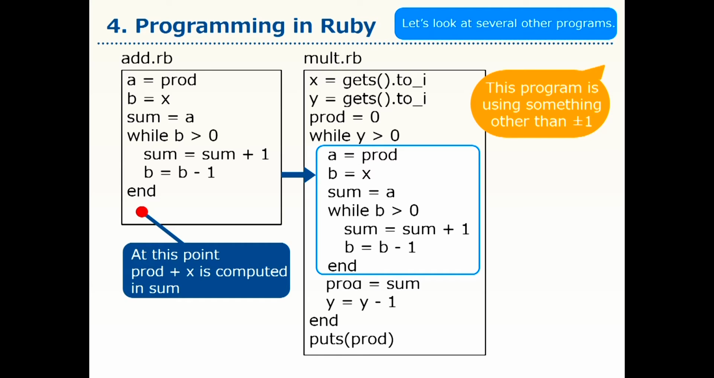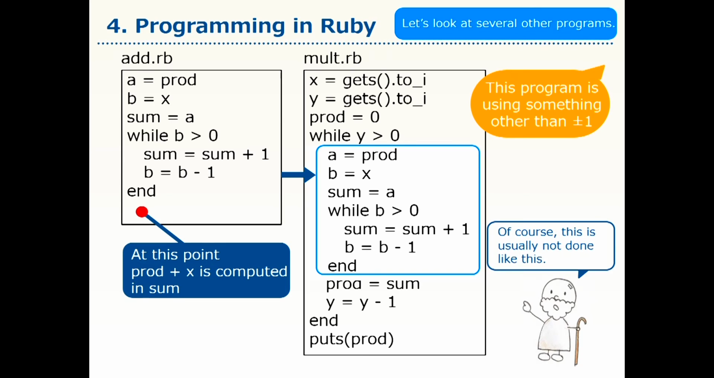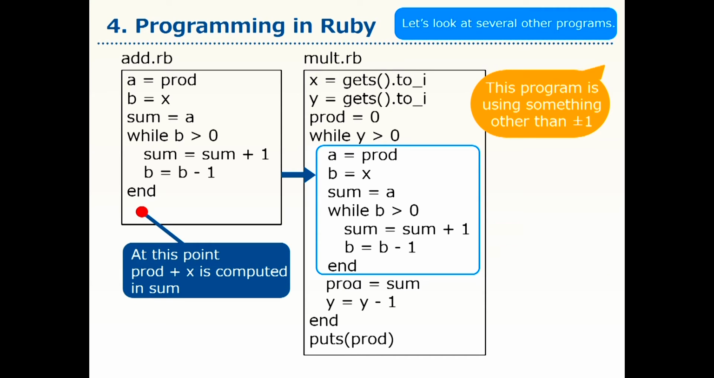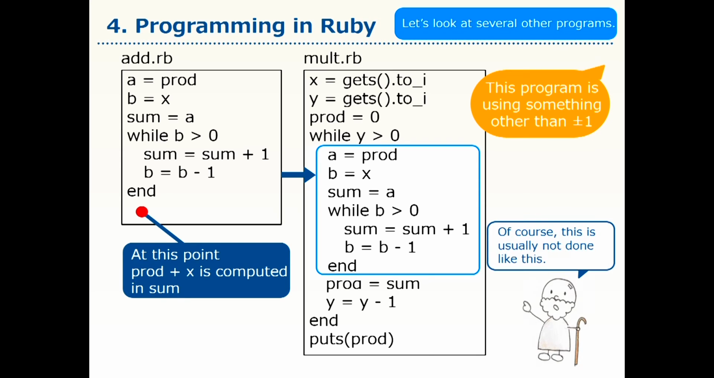Let's take a look at this program. Okay? Except for the input and output parts, only +1 and -1 are used. Therefore, it can compute with just a repetition statement and +1 and -1. Of course, we usually wouldn't do this, but this example demonstrates that it is possible in principle.